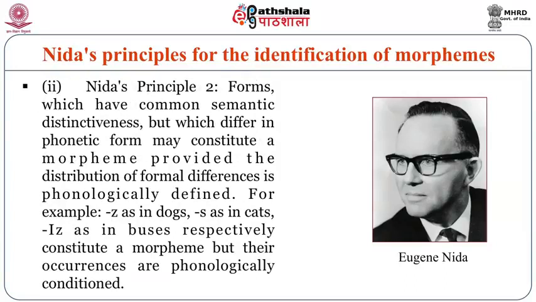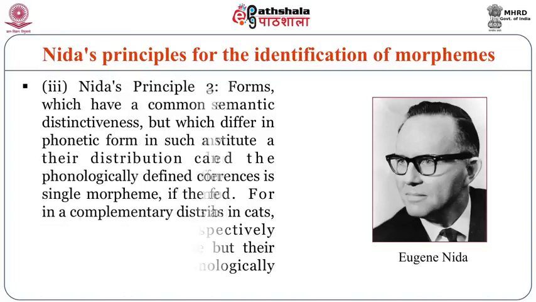Second form of Nida's principle is the form which have common semantic distinctiveness but which differ in phonetic form, and it may constitute a morpheme provided the distribution of formal differences is phonologically defined. For example, z as in dogs, s as in cats, and iz as in buses respectively constitute a morpheme, but their occurrences are phonologically conditioned.